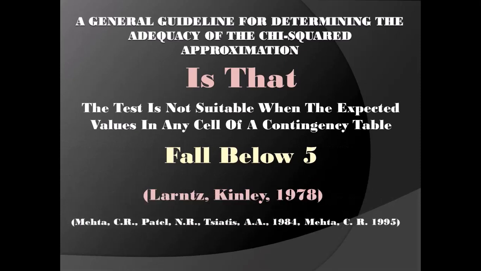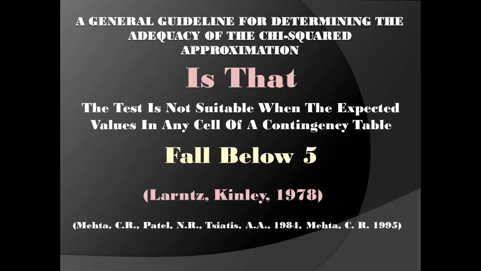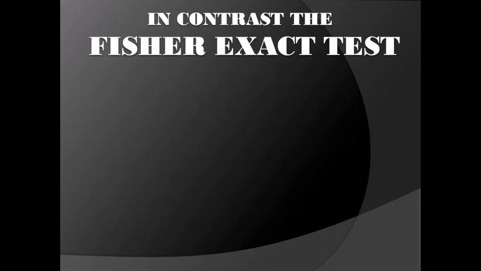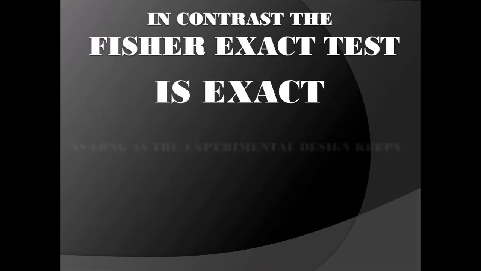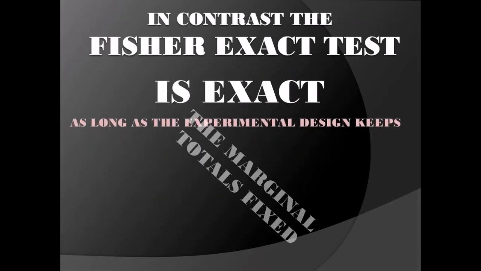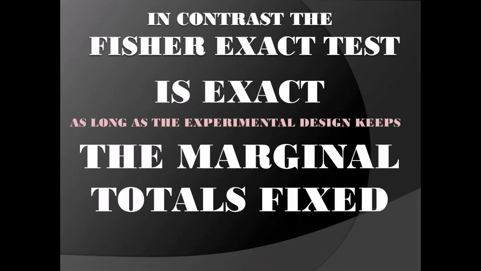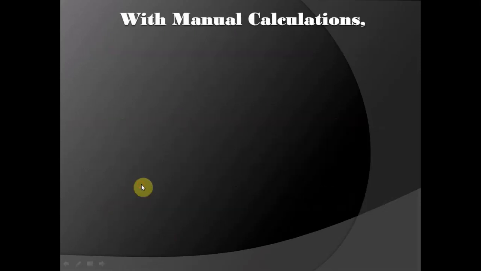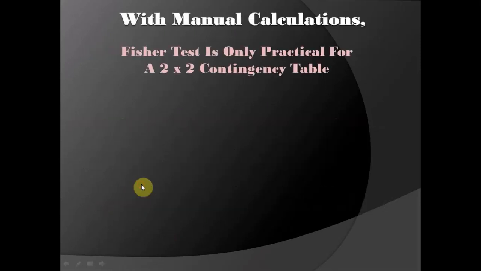In contrast, the Fisher exact test, true to its name, is exact as long as the experimental design keeps the marginal totals fixed for both rows and columns, and it can therefore be used irrespective of the sample characteristics. However, the Fisher exact test becomes challenging to compute with large samples or well-balanced tables. Fortunately, these are precisely the conditions where the chi-squared test is applicable.